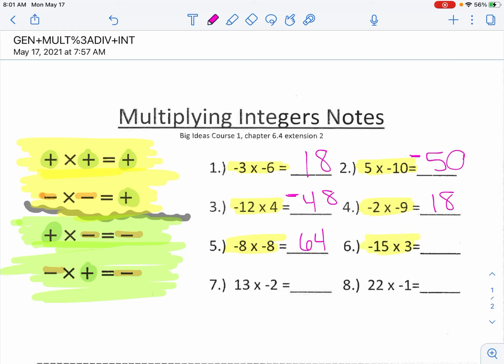-15 times 3. 15 times 3 is 45, and I'm multiplying a negative times a positive, which is rule number 4. Opposite signs is a negative answer. 13 times -2. 13 times 2 is 26. A positive times a negative is a negative. 22 times -1. 22 times 1 is 22. And a positive times a negative, opposite signs, equals a negative answer.